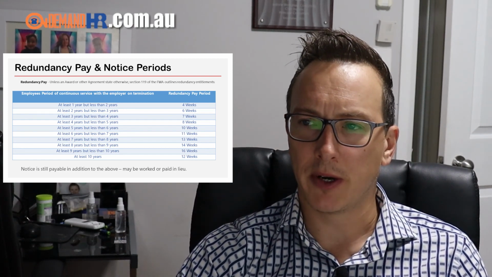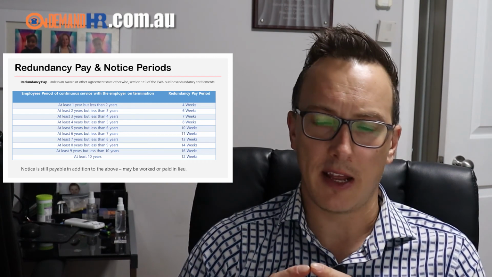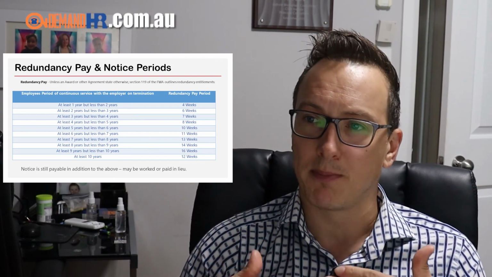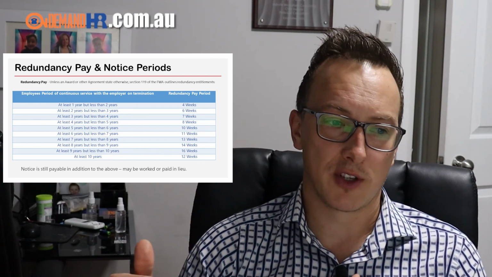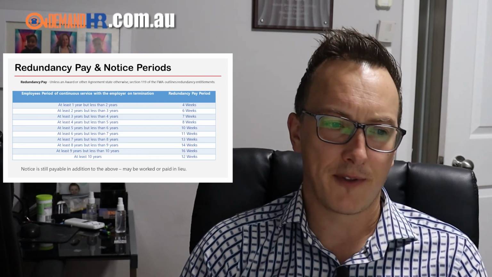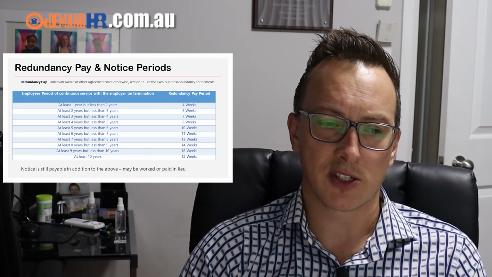Redundancy pay and the notice period. So this comes from the National Employment Standards. You've got here the redundancy pay scale, which talks about how much redundancy pay is applicable depending upon the length of service. I won't go through the whole scale, but you can see it there visually in front of you. Section 119 of the Fair Work Act outlines these redundancy entitlements.